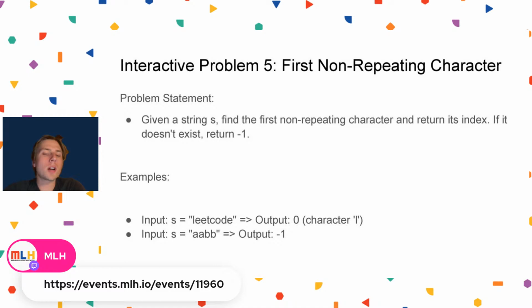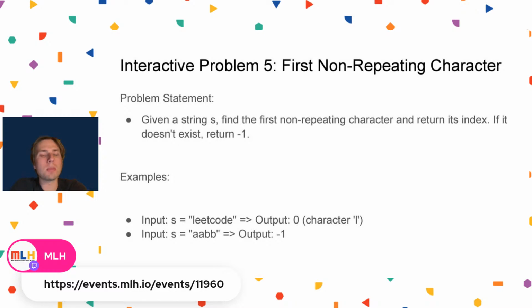And so we're going to try problem number 5 here, and it's called first non-repeating character. So here's the problem statement. Given a string S, find the first non-repeating character and return its index. If it doesn't exist, we'll return -1. So here are some examples down at the bottom.